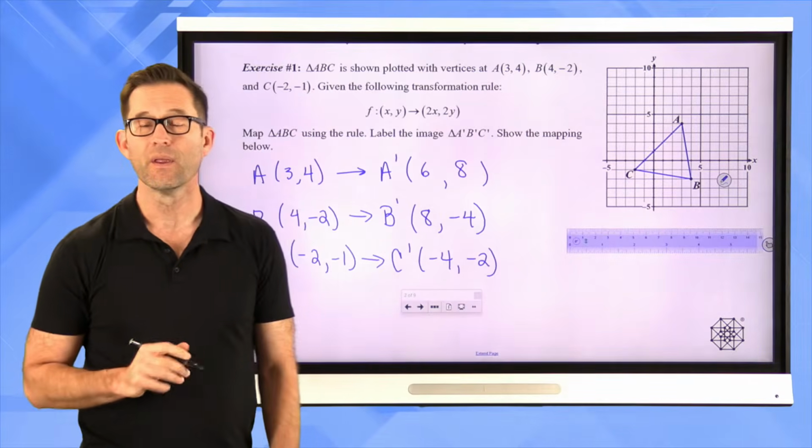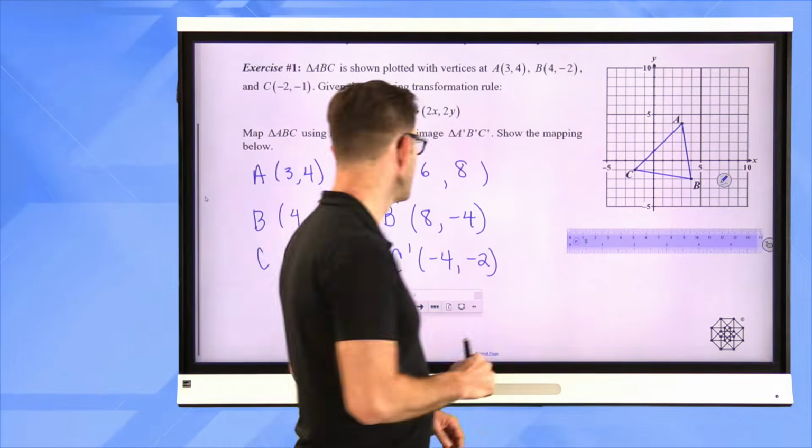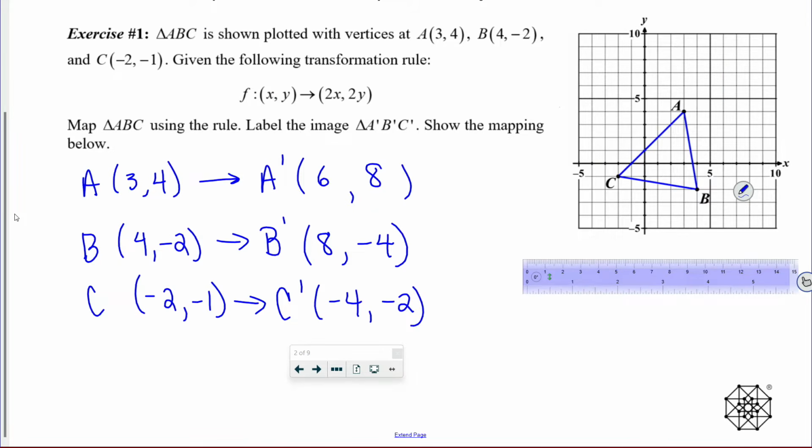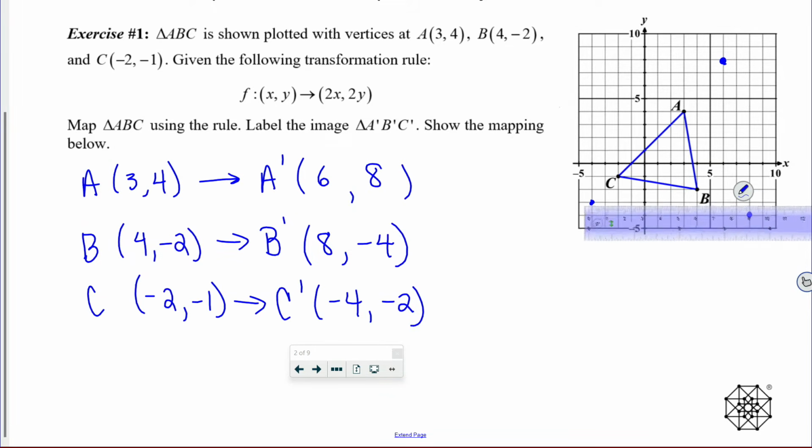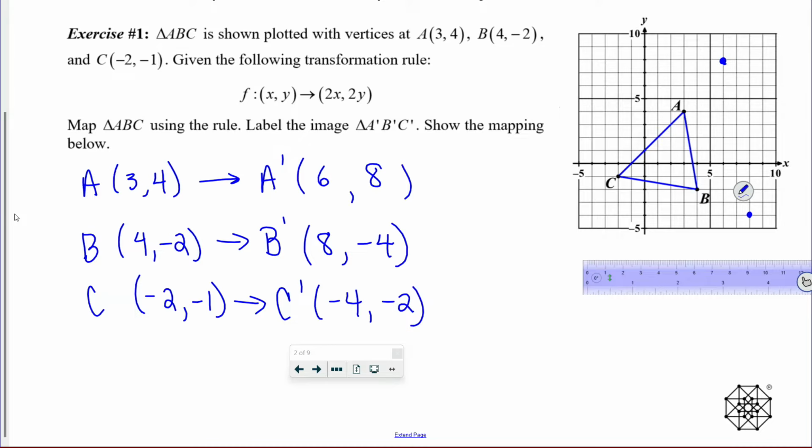Awesome, right? Let's take a look and see what it looks like. We've got A' at 6, 8. We've got B' at 8, -4, and we've got C' at -4, -2. Maybe I'll use my ruler now. Wait, that's not -4, -2, that's -4, -3. Let's try that again, -4, -2.